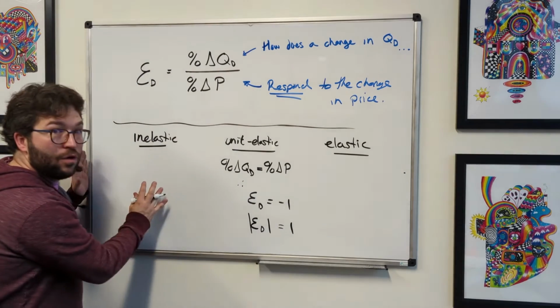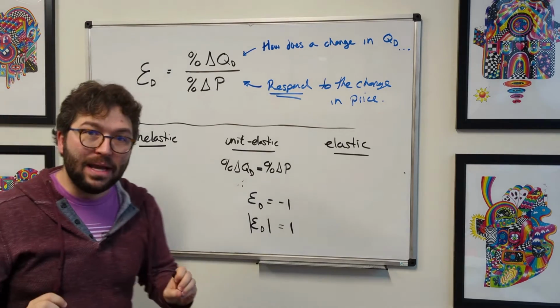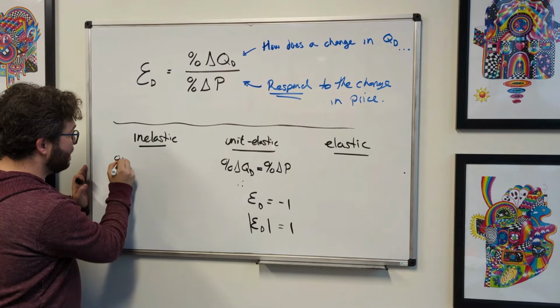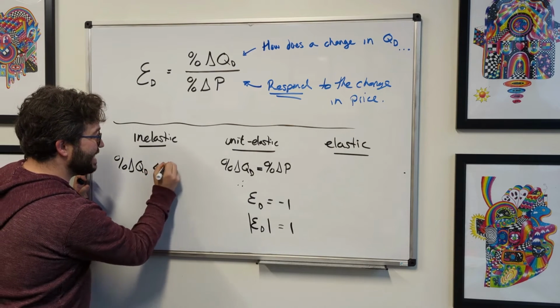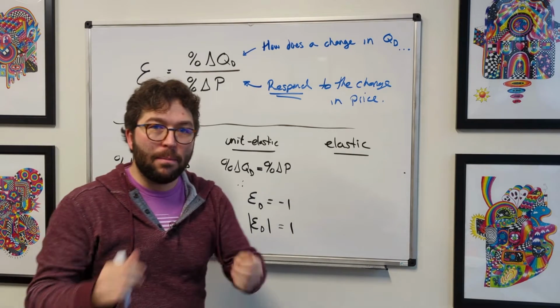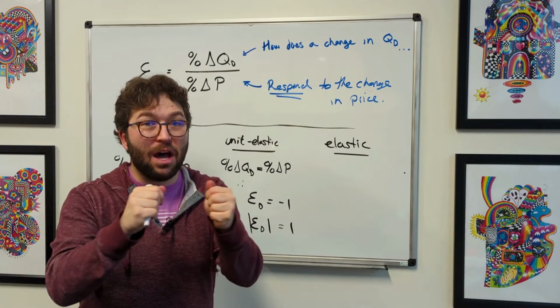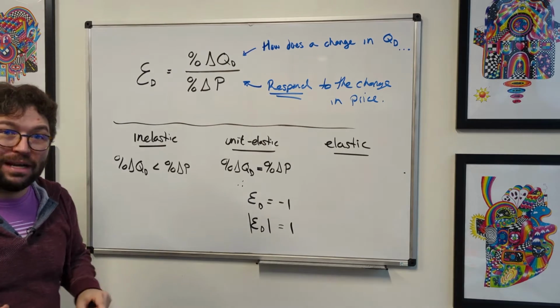Let's go over to a relatively inelastic good. What does that mean? A relatively inelastic good tells me that the percentage change in the quantity demanded is less than the percentage change in the price. Think of a rubber band. An inelastic rubber band, you can't stretch. It does not respond much. The response is less than what we saw on the price change.